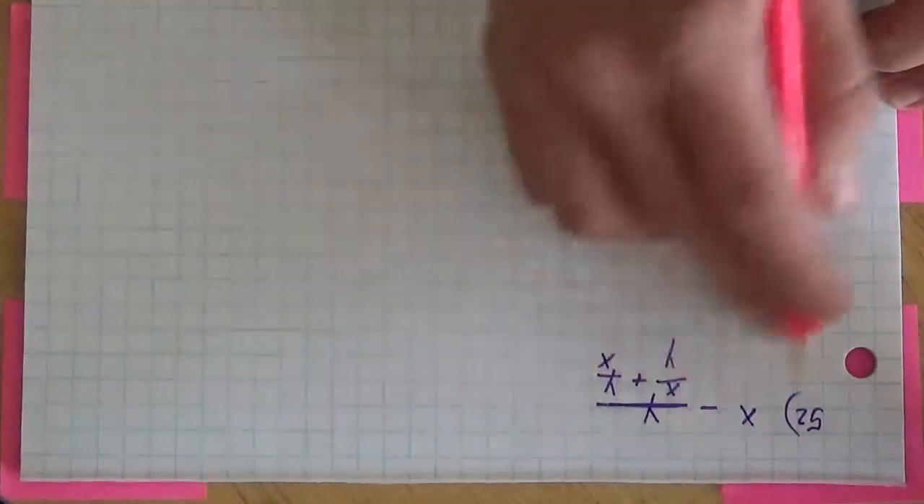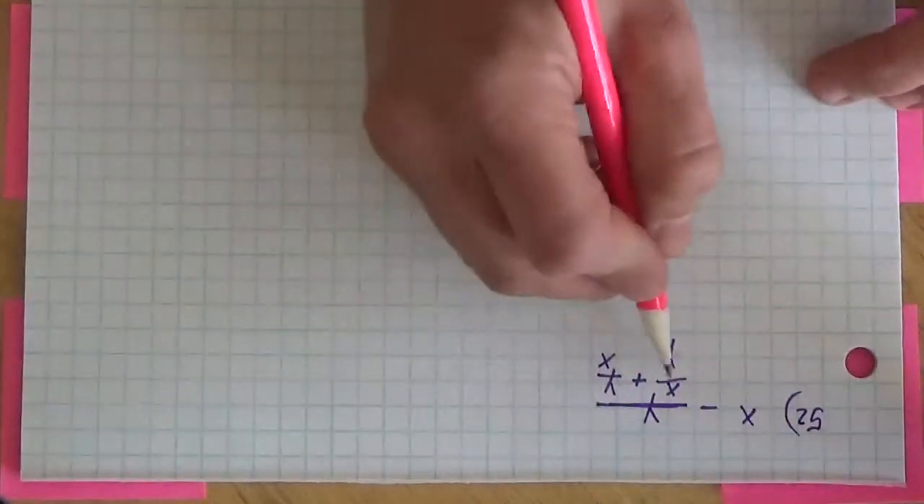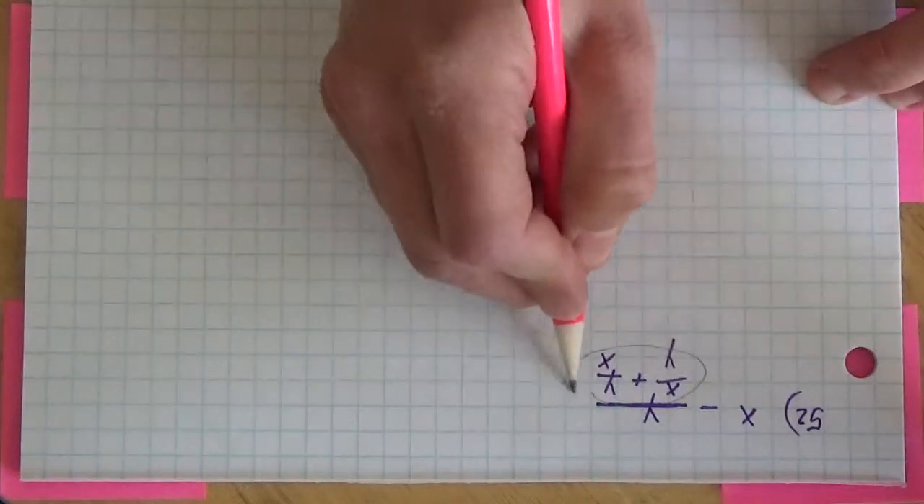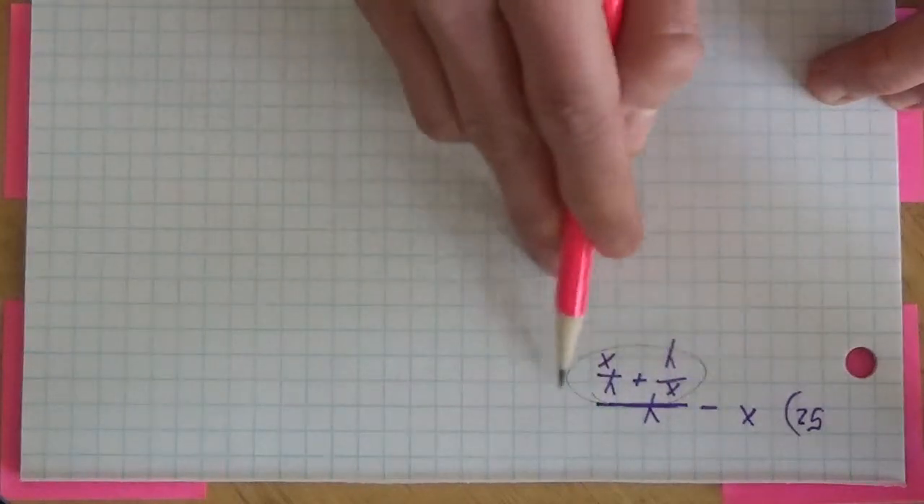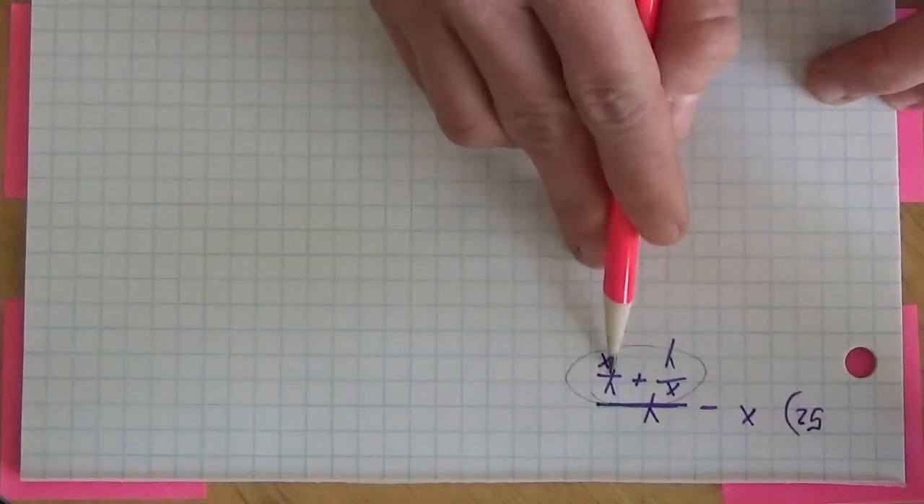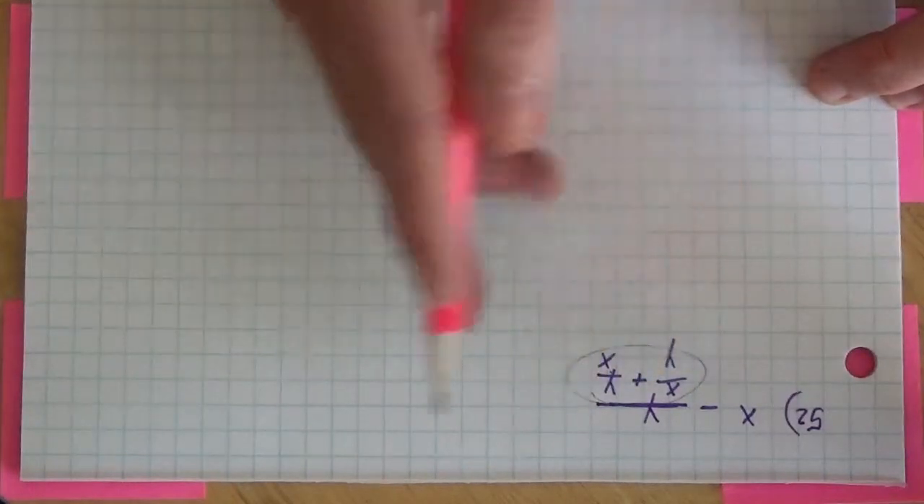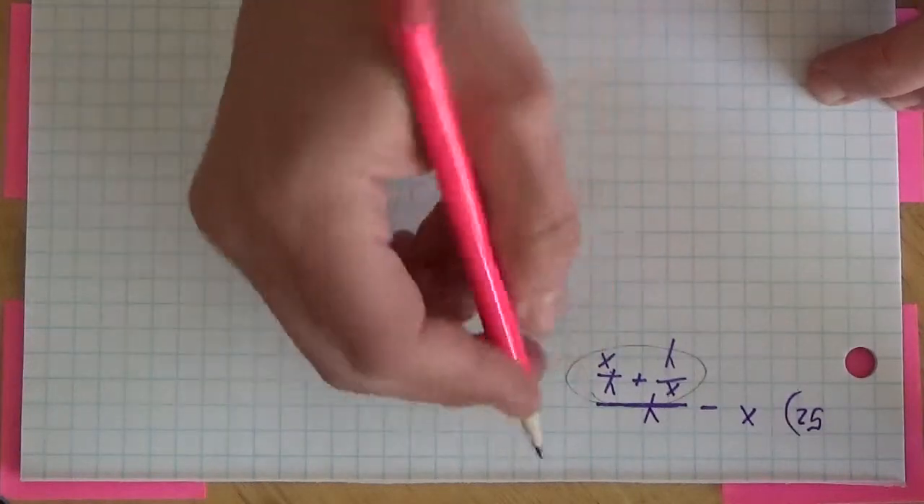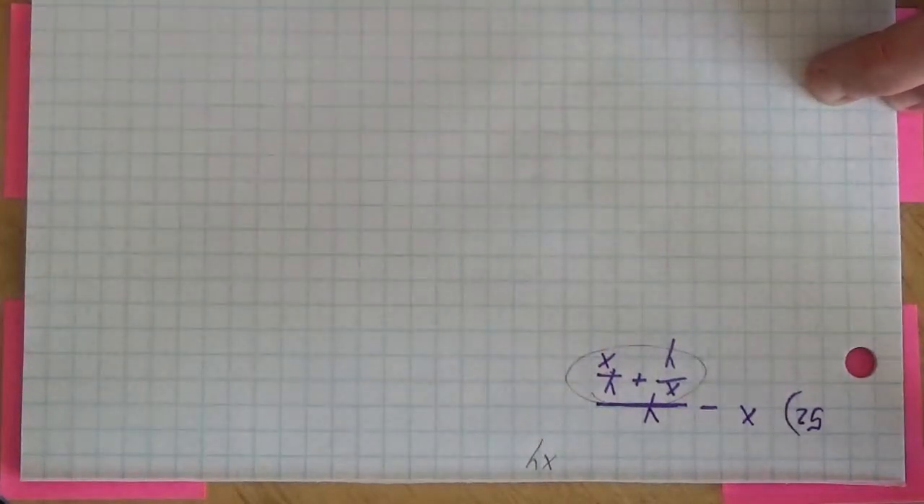There are several ways to deal with a big complex fraction, but the most straightforward way is to just deal with it one part at a time. So I'm going to deal with this bottom first, and I know how to add fractions, right? If this had been all by itself, it wouldn't have been so bad. All I need to do is get a common denominator. Looks like my common denominator is going to be xy.